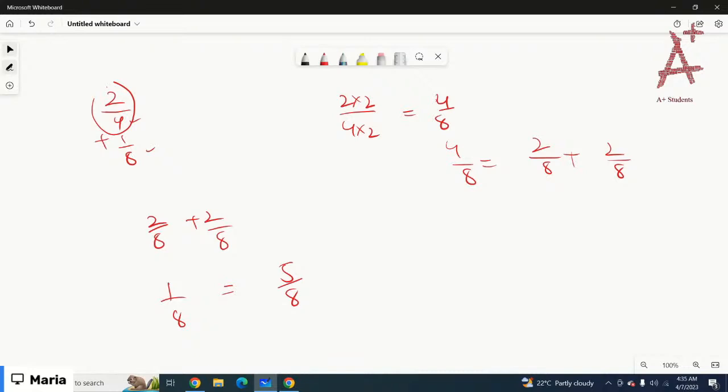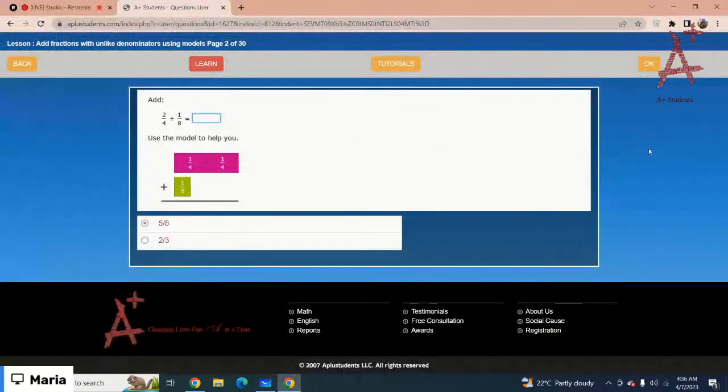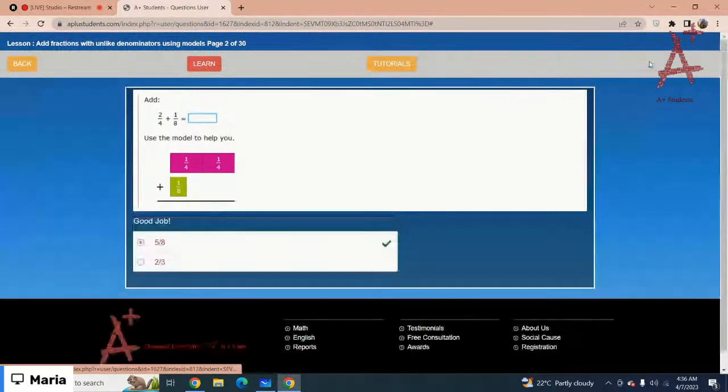So the correct option is 5 over 8. Okay, just select the correct option and click on the OK button.